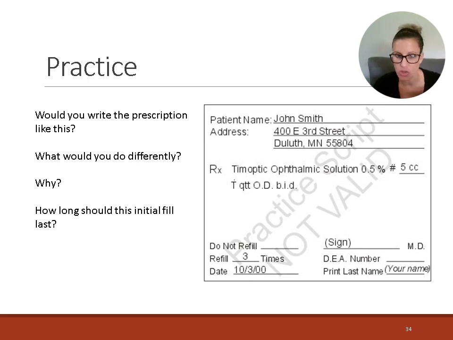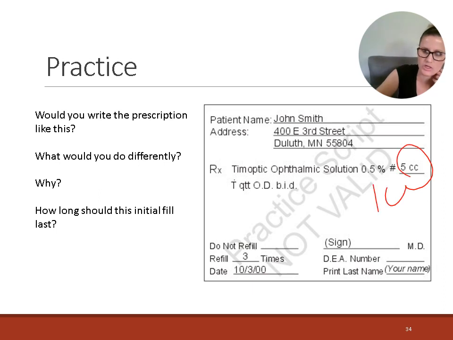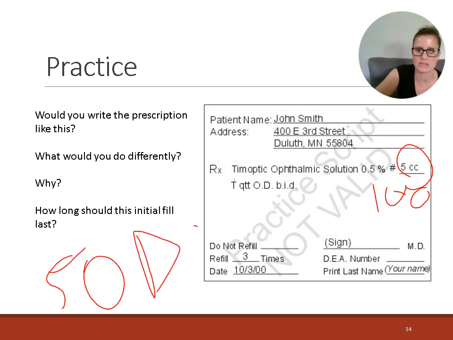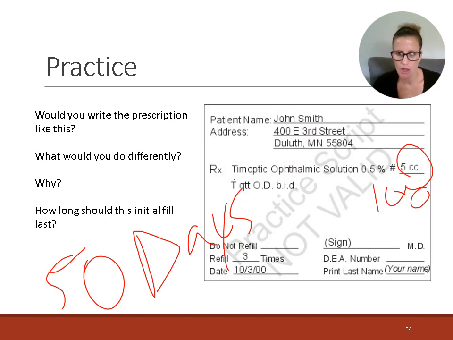How long should this initial fill last? We just said that this 5 mLs is going to have 100 drops in it. If he is using 2 drops a day, that will last him 50 days. And there's spillage involved. Drops can be of different sizes, so that's kind of an estimation. You know, this might end up lasting him about 30 days in reality, but we know that at least it'll be good for a month. He'll be fine for 1 month with this.